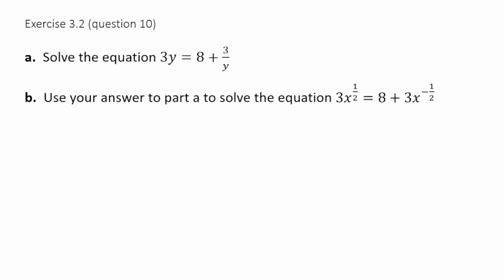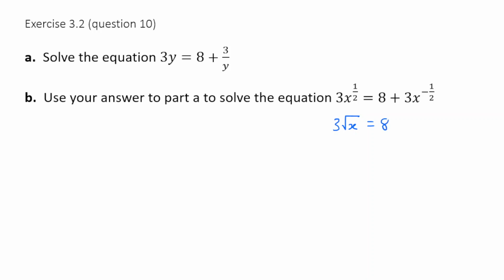Well, then let's think about how we can do part B. So we're going to use this answer to solve the equation 3x to the power of a half is equal to 8 plus 3x to the power of minus half. Well, I think the best thing to do here is to just rewrite this, not using the indices, but using what they represent. And we know that x to the power of a half means the square root of x.